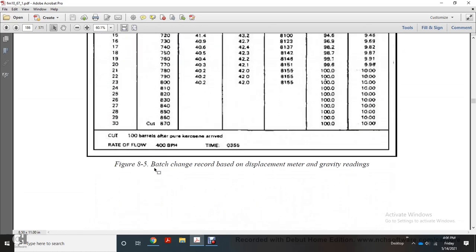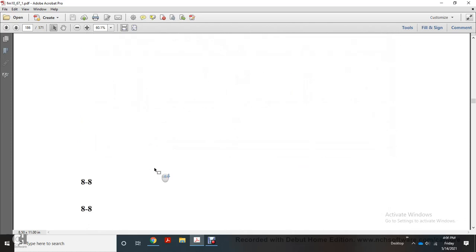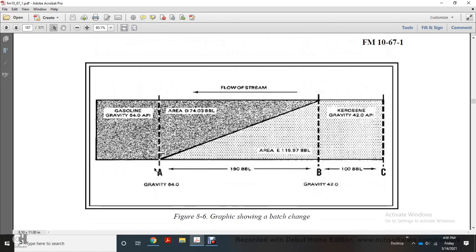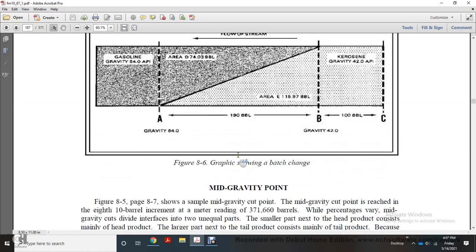It also shows the table with the batch change record, displacement meter, and gravity readings. Figure 86 shows the graphic of a batch change: the gasoline gravity area, the flow stream area, and the kerosene gravity area, with points A, B, and C, 190 barrels, and 100 barrels.